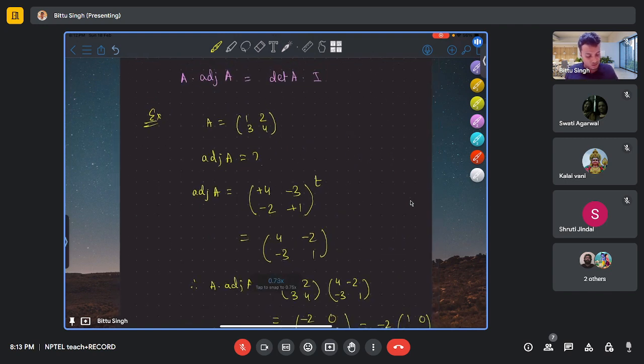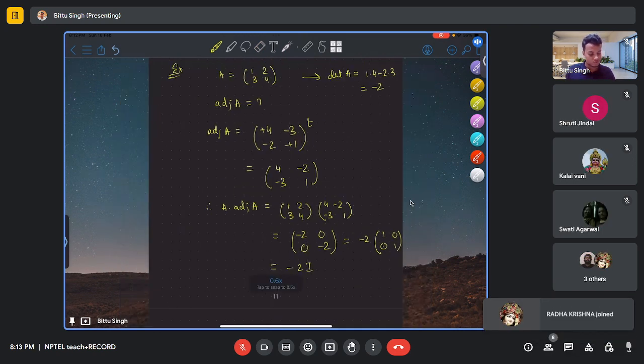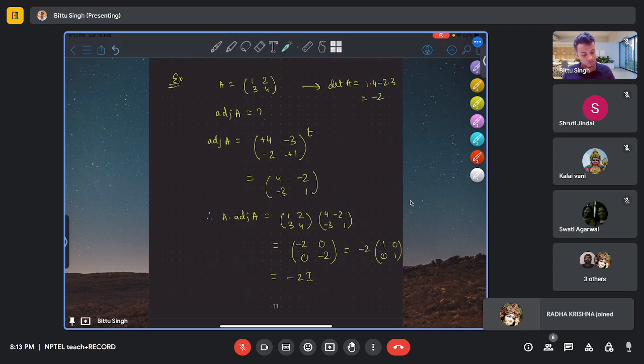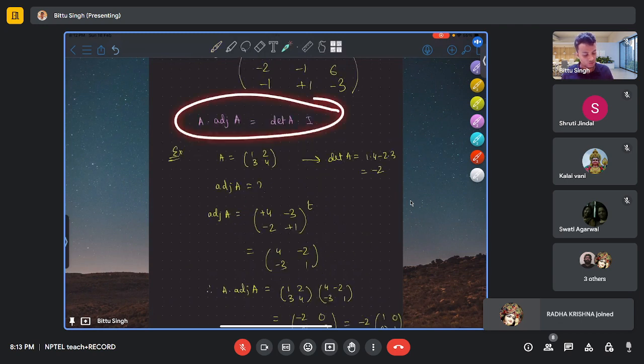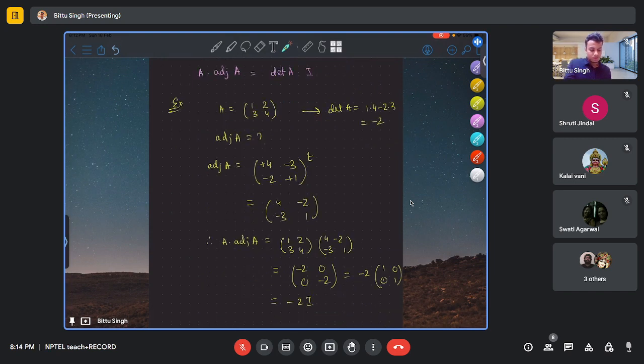And let us check the determinant of this matrix. You can see the determinant of A is also 1 times 4 minus 2 times 3, that is minus 2. Therefore this theorem holds for this case, and this will be true for any matrix. You can prove this theorem by considering the general formula.